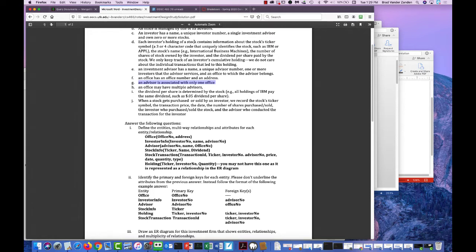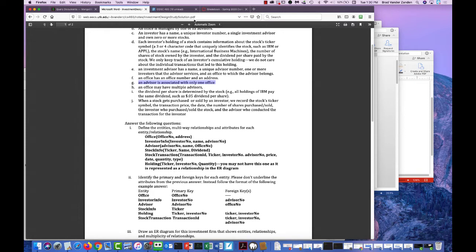stock. Okay, now I directed it towards stock. I could have directed it the other way too. I could have said stock is owned by an investor. Okay, let's look at why. We've got to look at the multiplicity.